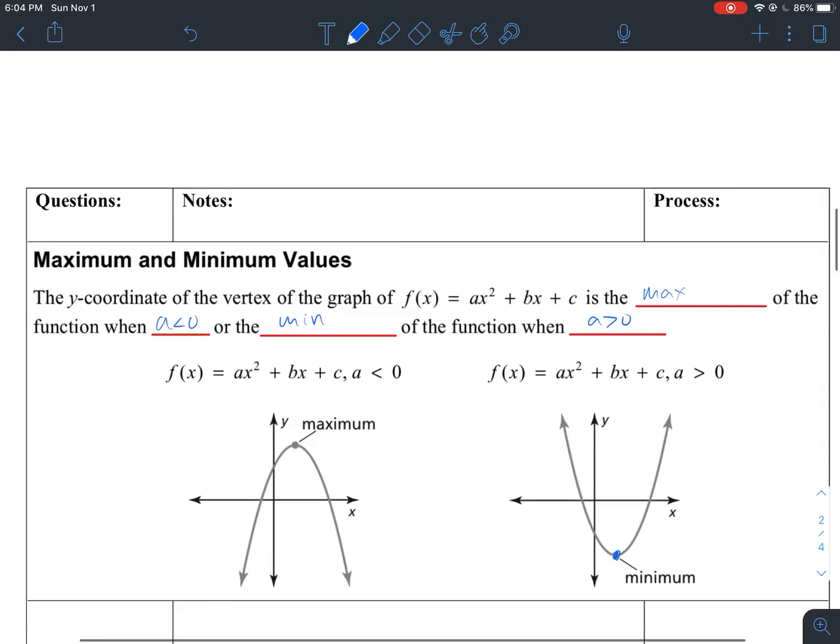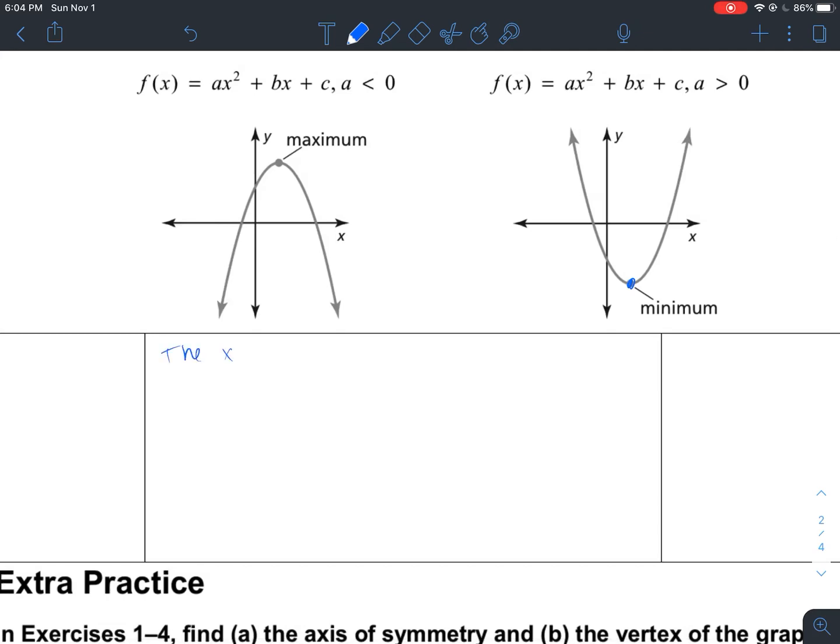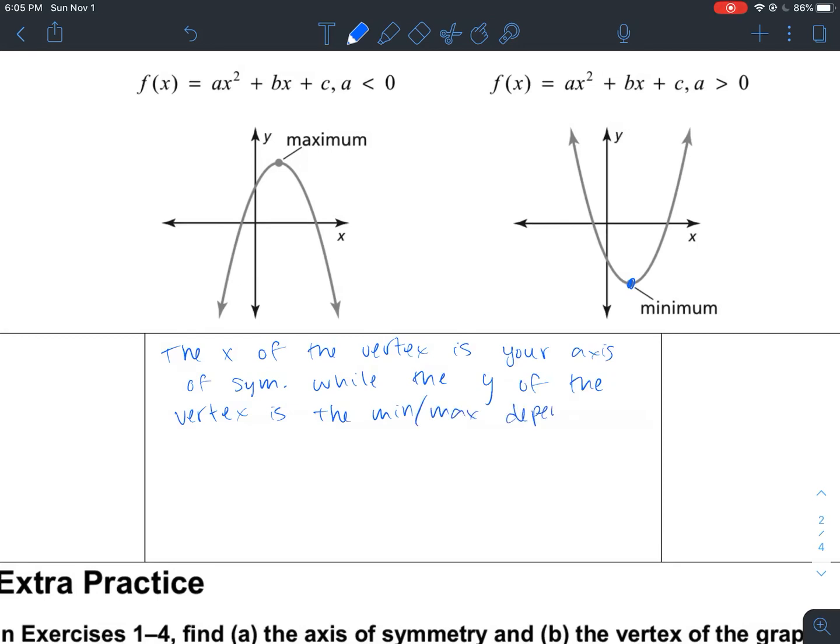Okay, so basically what we're saying is, before we talked about the x coordinate of the vertex is your axis of symmetry, while the y coordinate of the vertex is the min or the max, depending on the value of a.